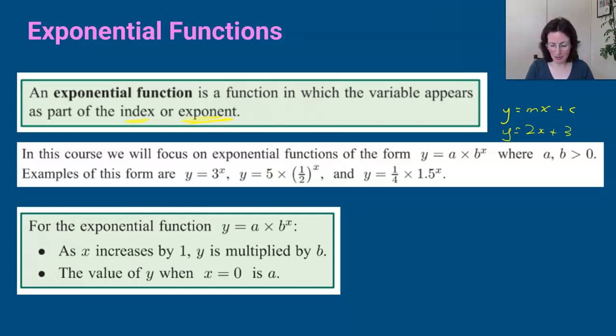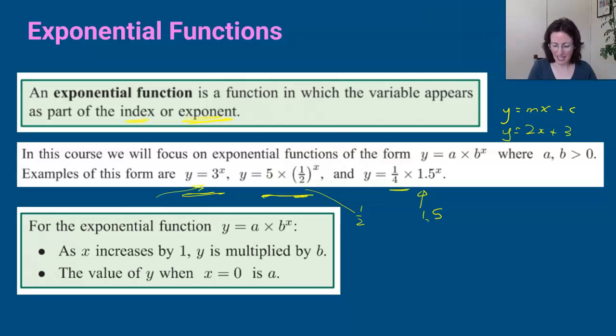So here are some examples. y is equal to 3 to the power of x. That's where the x is. This one here, y is equal to 5 times a half to the power of x. So sometimes there's a number multiplied by it. Noticing where the x is, the base, as we call it, here is a half. Sometimes that's a fraction, which is less than 1. Or in the case of this one, the base, which is 1.5, is greater than 1. And the power or exponent is x. And again, it's multiplied by a number, in this case, a quarter.